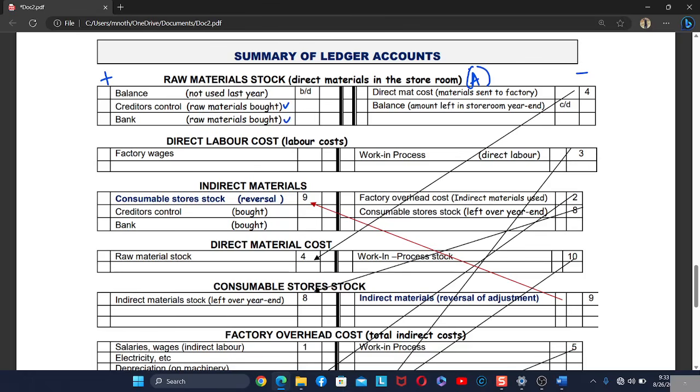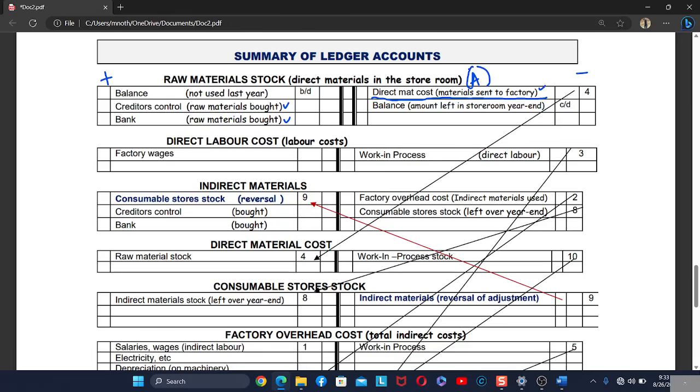Then now, what happens is this. Some of the material must be sent to the factory. Some of the material must be sent to the factory. So what happens is that the business sends some of the raw material to the factory. So when the business does that, the raw material has to decrease because the direct material that is there in the storeroom is decreasing, right?